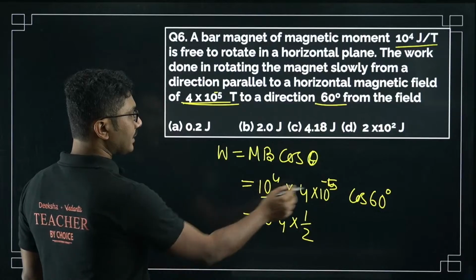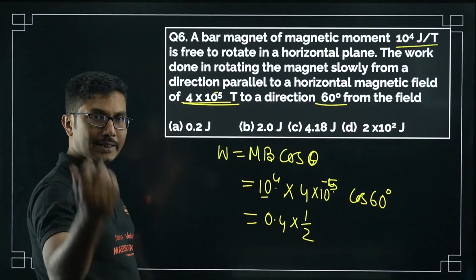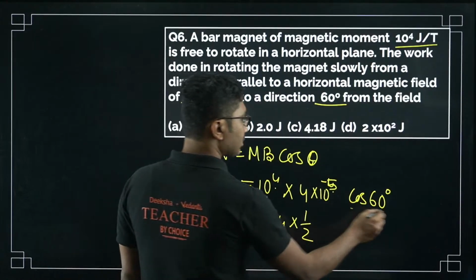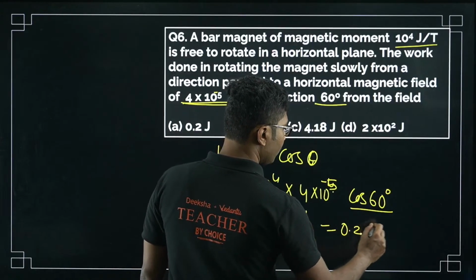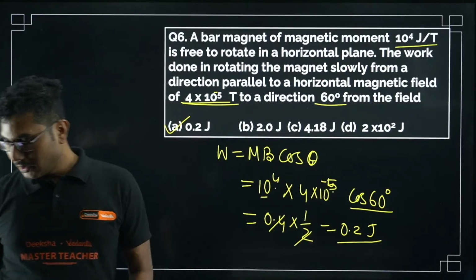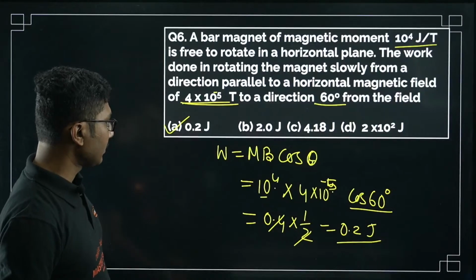Why 0.4? 10 to the power of minus 5 times 10 to the power of 4 will be 10 to the power of minus 1. 10 to the power of minus 1 means 0.4, and cos 60 is half, so it will be 0.2 joules. So you have to do 0.2 joules of work. Okay, 6A, Shagupta answered it correctly. Now next question.